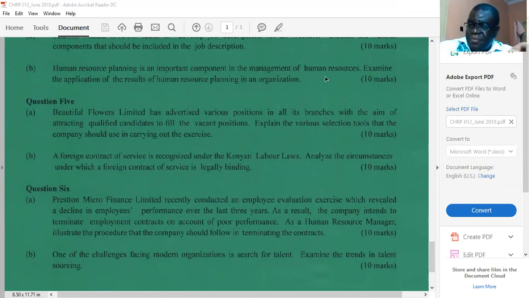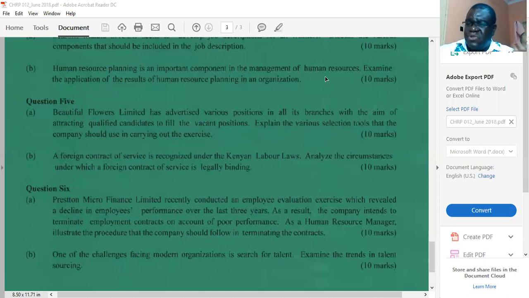Selection tools. Once the applications are received, you can have a preliminary interview to aid with pre-selecting the candidates. Then you shortlist. Shortlisting is a critical selection tool. Then you plan for interviews. Then you administer tests. Then there is a medical and physical examination. There is reference checking. There is making a job offer after you've done all these stages.